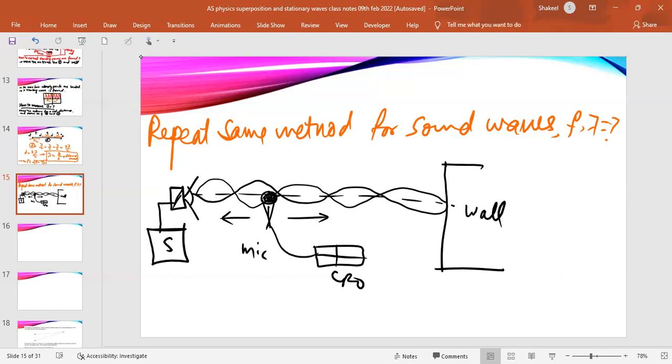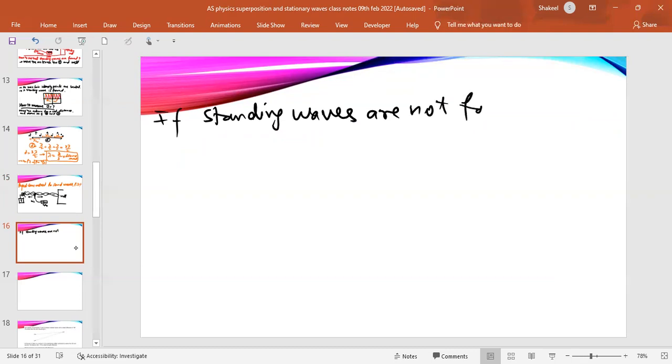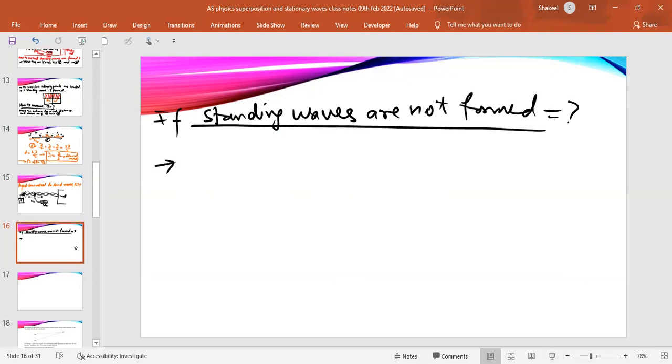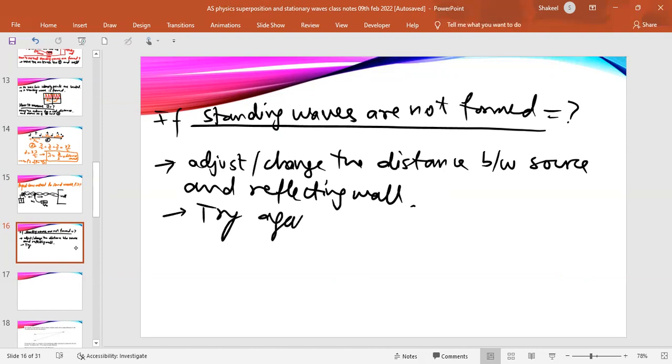If standing waves are not formed, what will you do? Like, if standing waves are not formed, what will you do to make them? You will adjust or change the distance between the source and the reflecting wall. And then you will try again to form the waves, right?